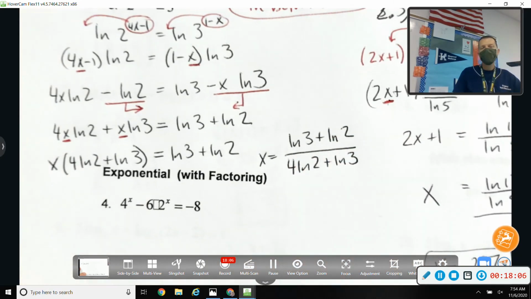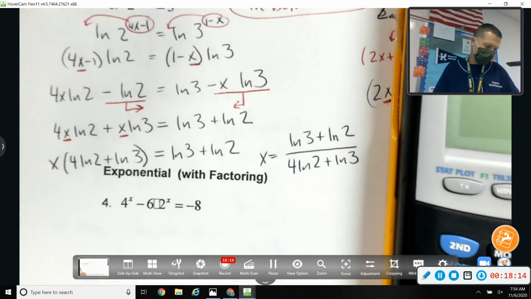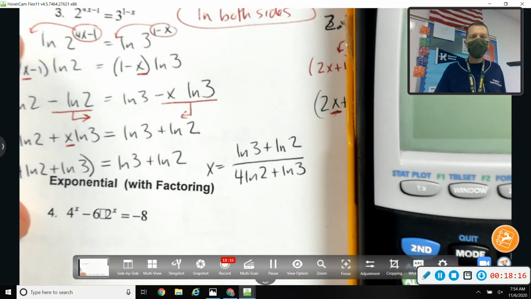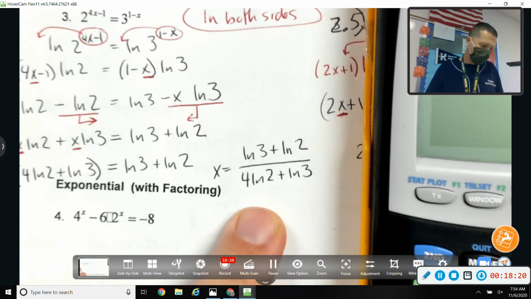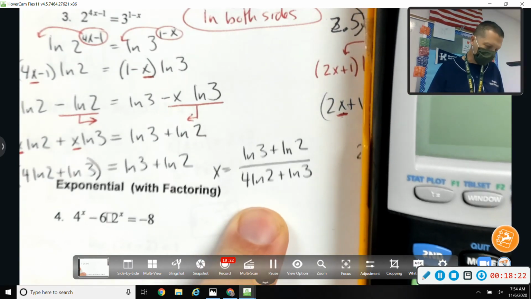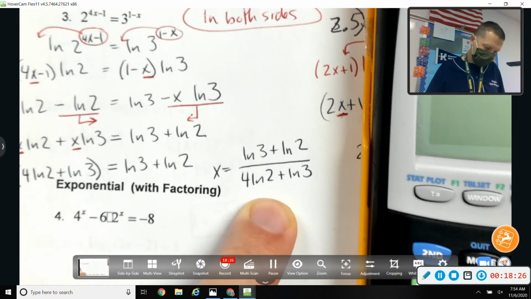there's my answer. And honestly, I would be okay if you left that answer, because that's an exact answer. Now, most of you are not really comfortable with that. You're going to type it into the calculator, super careful with parentheses.